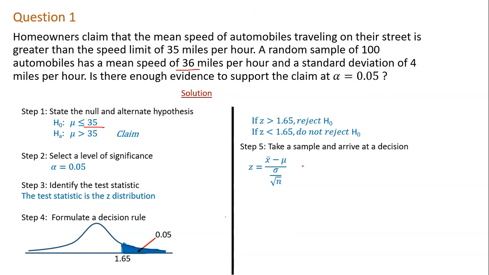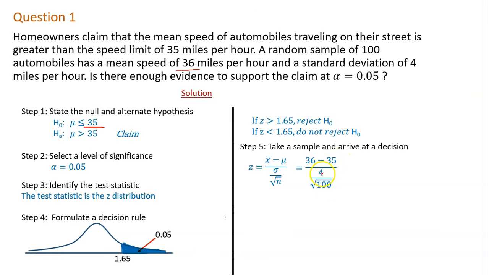So we substitute 36 there. So we are going to have what? 36 minus 35 divided by. Now, when you look at this, the standard deviation is 4. Remember that this is also a sample standard deviation. Okay. So since it is a sample standard deviation, we just replace the population standard deviation with the sample standard deviation. We have 4 divided by root 100. 36 minus 35, you get 1.